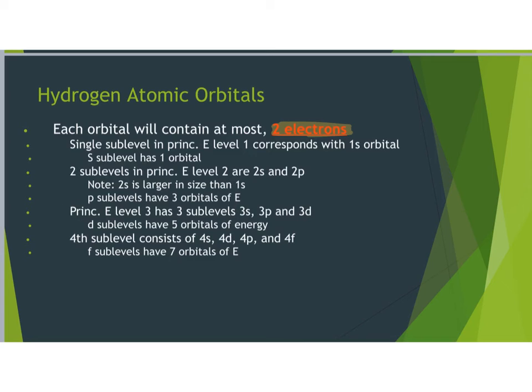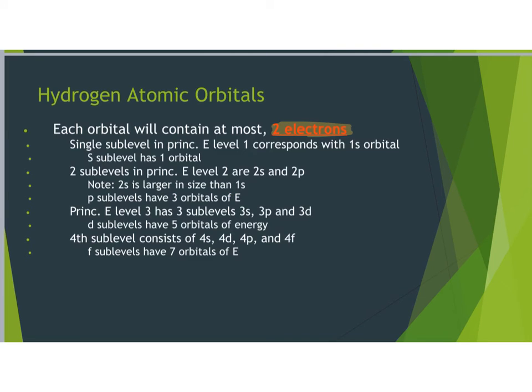All right, so to continue on, in our second principal energy level we have 2s and 2p, so 2s is larger than 1s, but our p sublevels are going to have 3 orbitals. So our s's only have 1, and our p's are going to have 3.